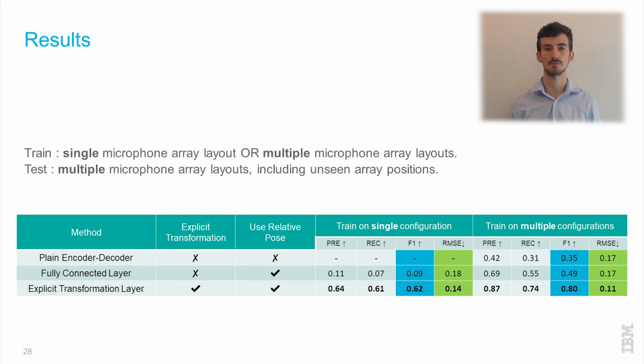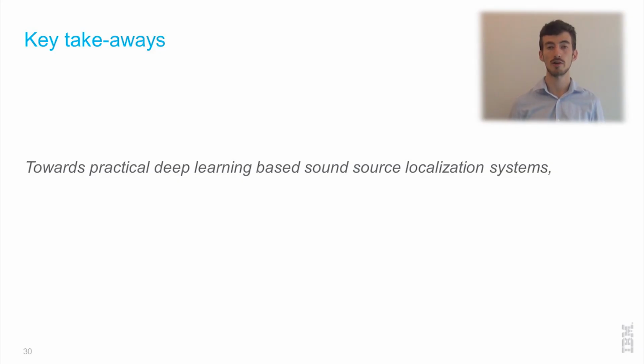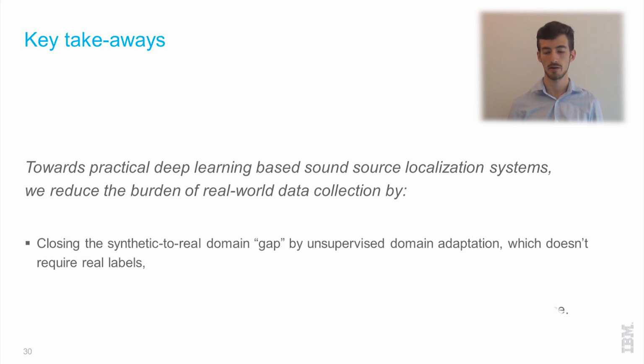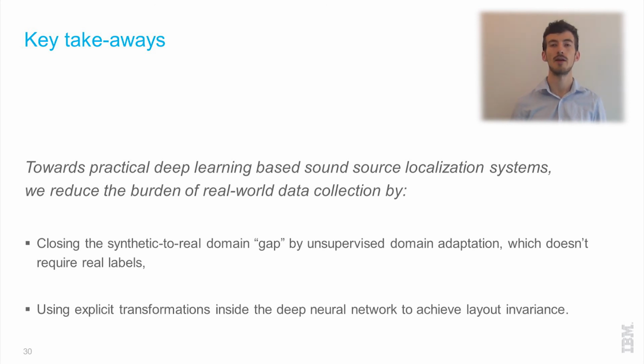To conclude, towards practical deep learning-based sound source localization systems, we reduce the burden of real-world data collection by closing the synthetic to real domain gap by unsupervised domain adaptation without using any real labels, and by using explicit transformation inside the deep neural network to learn layout invariance.